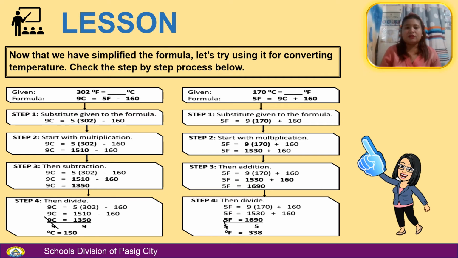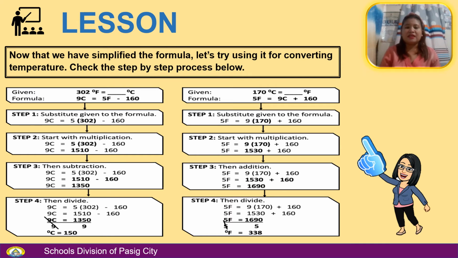Another example, 170 degrees Celsius equals blank degrees Fahrenheit. The formula to be used is 5F equals 9C plus 160. Step 1, substitute the given to the formula. So 5F equals 9 multiplied by 170 plus 160. Step 2, start with multiplication. So 5F equals 1530 plus 160.